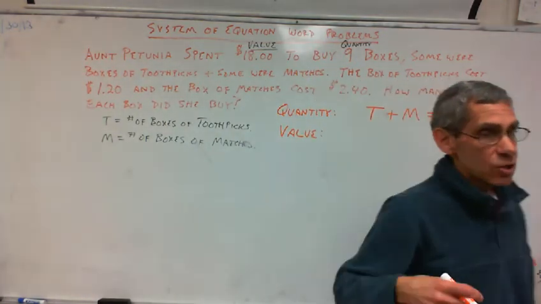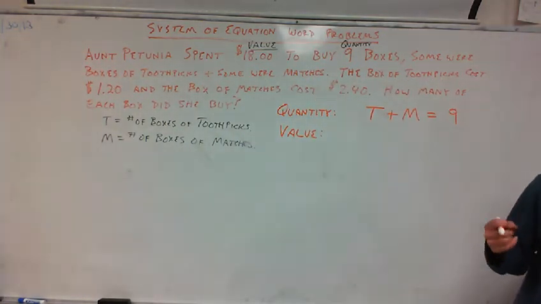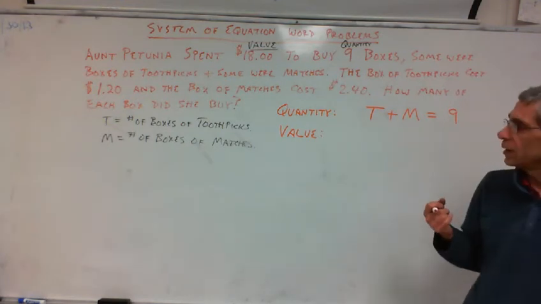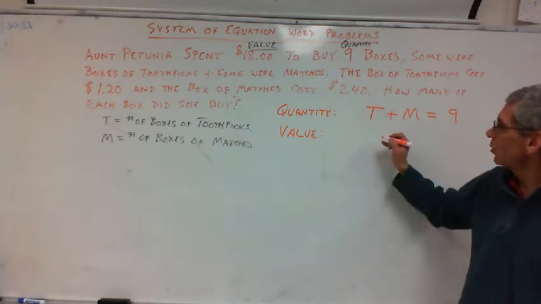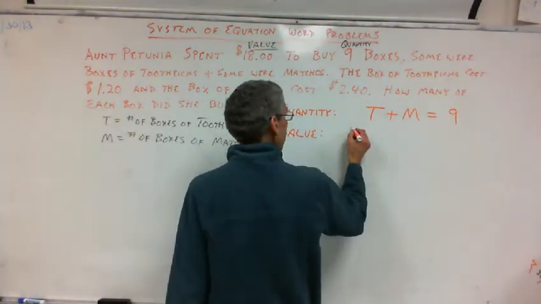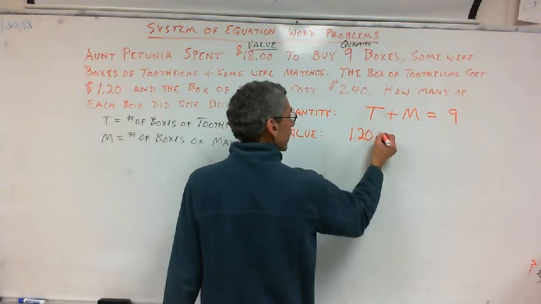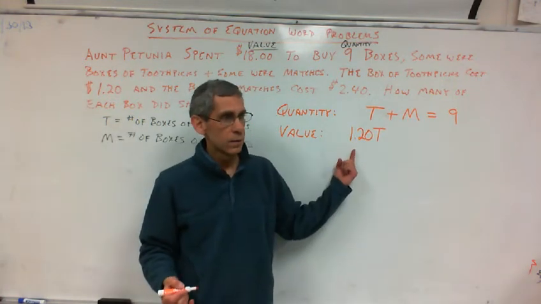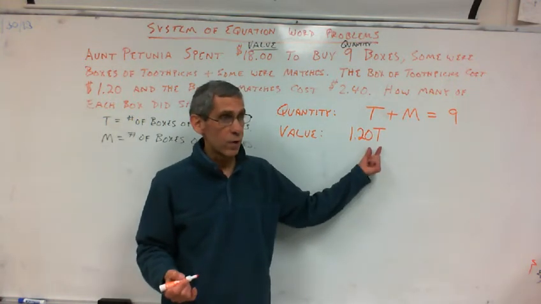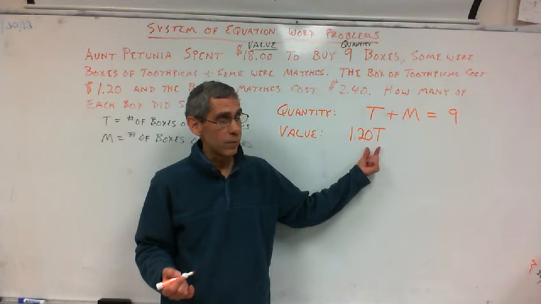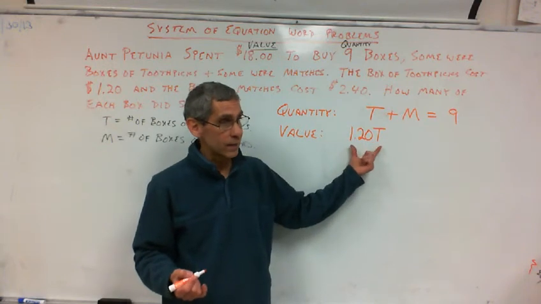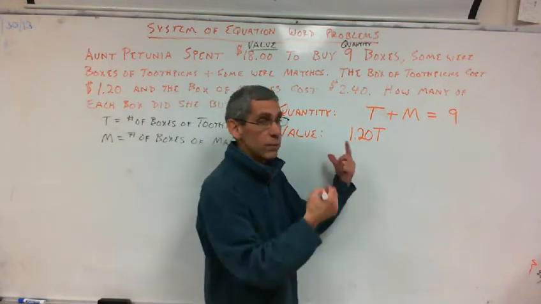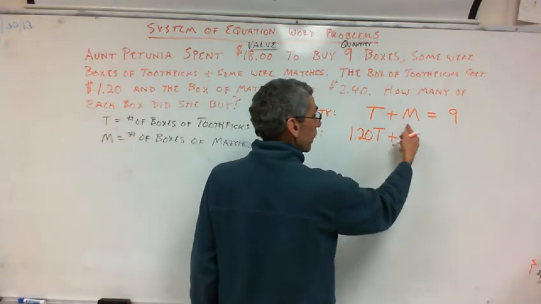How much does each toothpick box cost? $1.20. So I could write $1.20 right here, and I put a T after it. What would that tell me? You have $1.20 of T's. Yeah, and then once I figure out how many T's, how many toothpick boxes I bought, I could multiply it times that. That's my total value of toothpick boxes that she bought. And then plus, what would I put here?